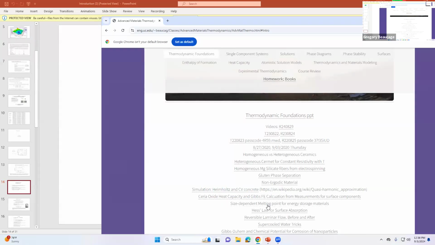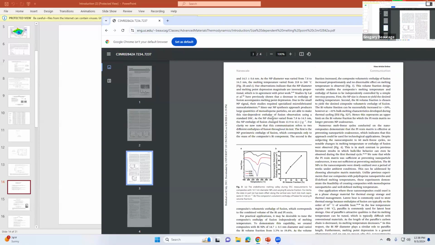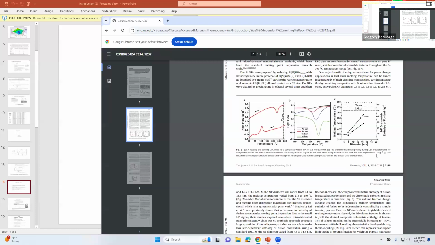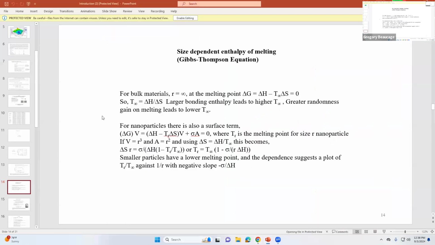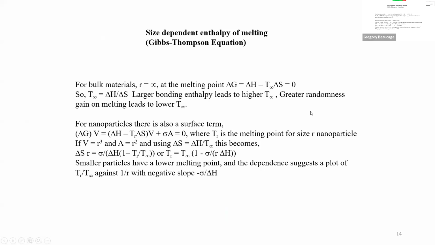Size dependent melting. So they don't do the one over R plot, unfortunately. So they have the melting temperature versus diameter. So it should be 1 over diameter. See, there's a curvature to this. It should be linear if you did it 1 over. So yeah, that's one thing that needs to be fixed. Any questions on that or that stuff?